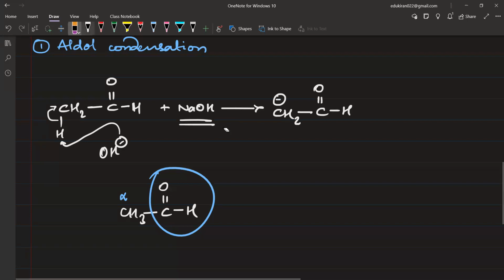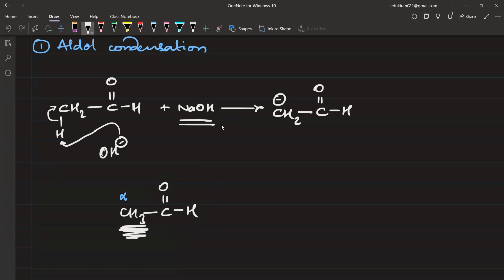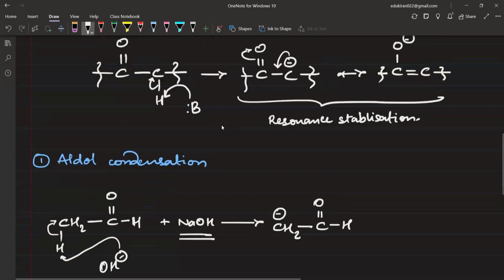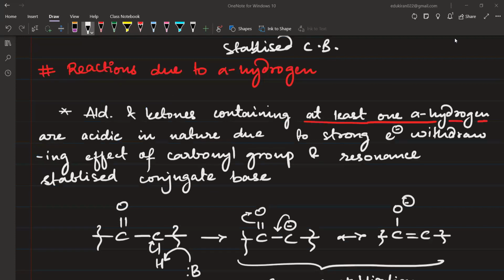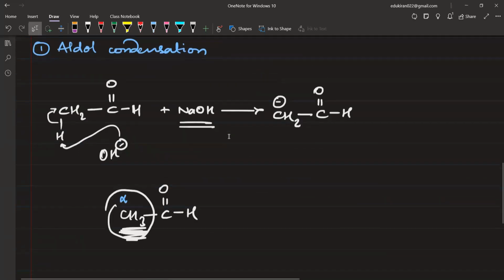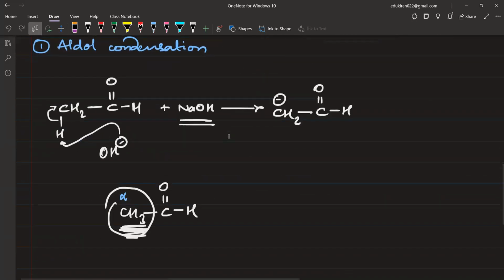Now please see here. This is alpha hydrogen, so this will be acidic in nature, correct? Aldehydes and ketones containing at least one alpha hydrogen are what in nature, guys? Acidic. Everyone is sleeping. No one said acidic. I am not blaming anyone in particular, but no one said acidic. If you are sleeping, how will the work go on?